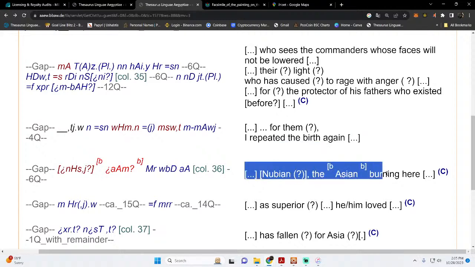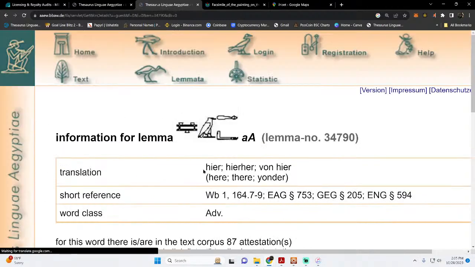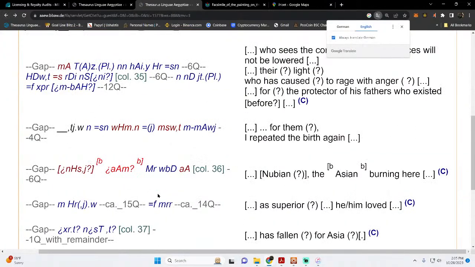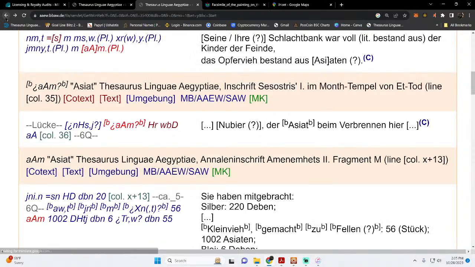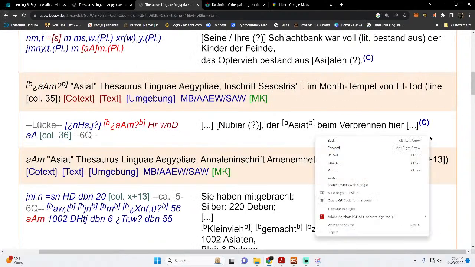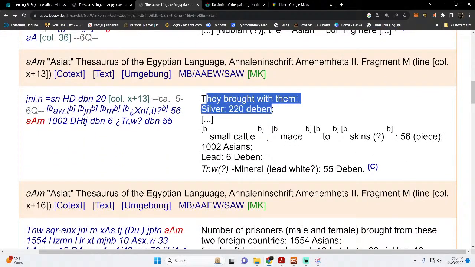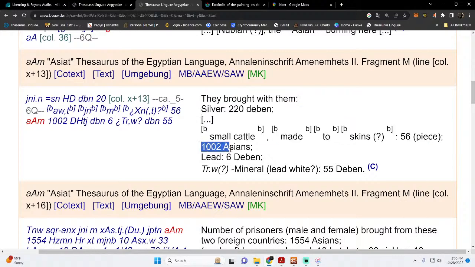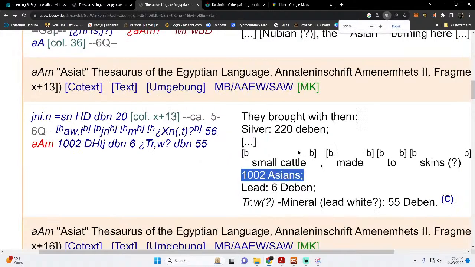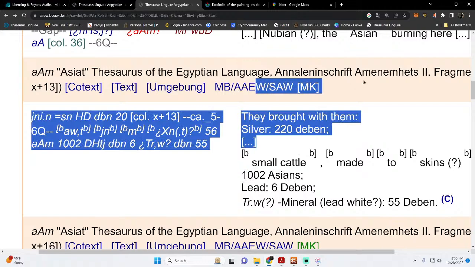Because it say Asiatics and the Asians burning here. Great. And this is here. They got for here. Cool. We could question that, but whatever the case, that has no positive context for either party from what I can extract. Let's keep going. They brought with them silver, all this stuff, and 1,002 Asians. Am I reading this wrong? Look at the screen. So that's what Amenhotep the Second brought back from one of his caravans.